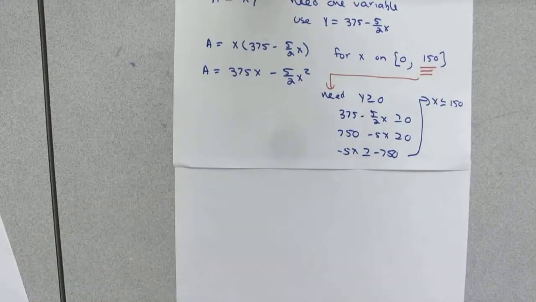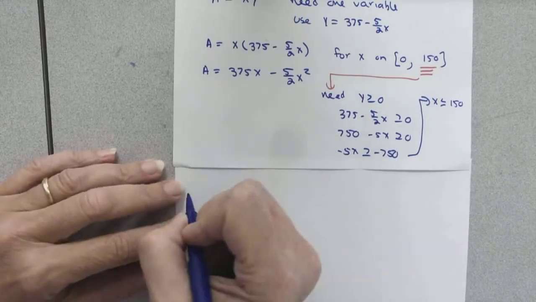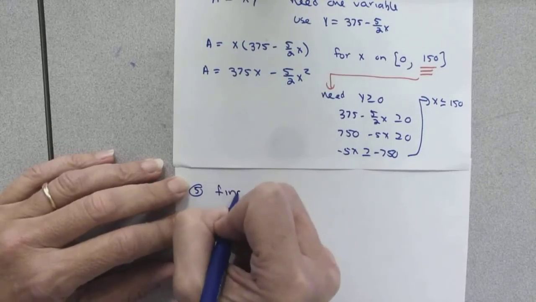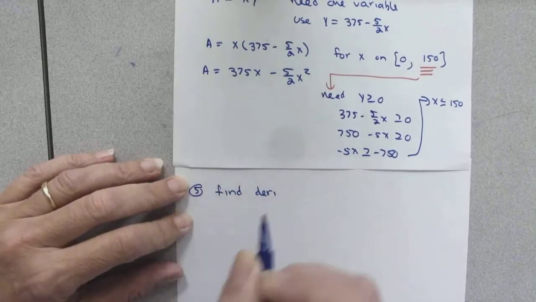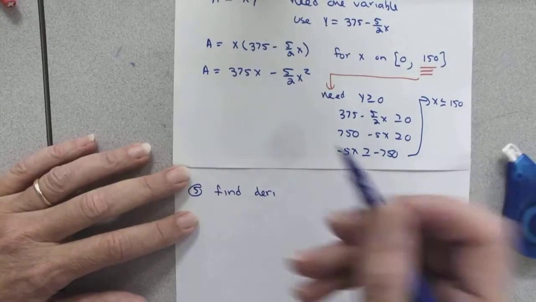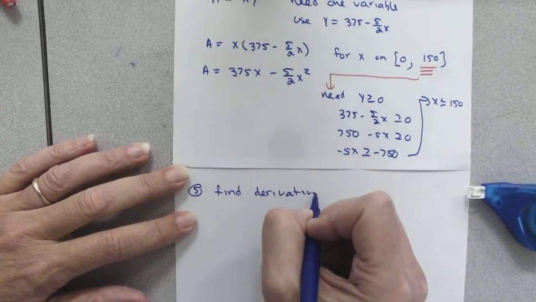Okay, continuing on. So, we did step 4. We found the function. We found the interval of possible values. Step 5. Find the derivative. And actually, I'm going to copy my original function down again, just so it's on this piece of paper.